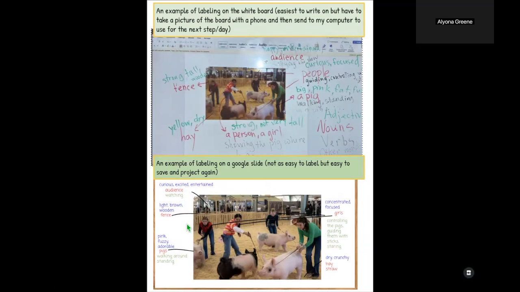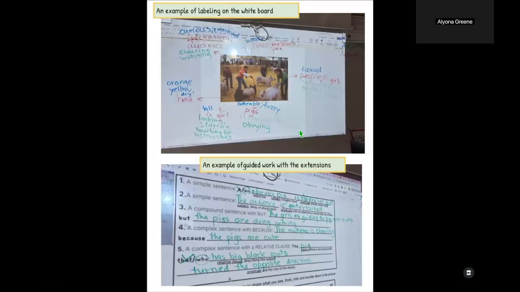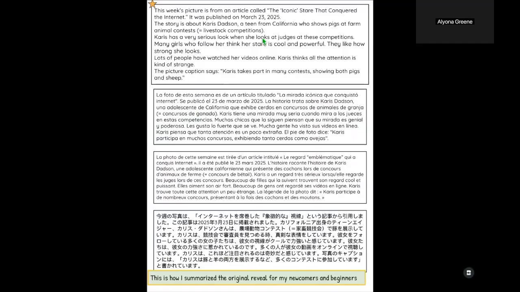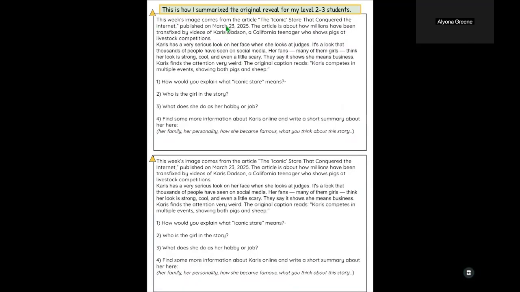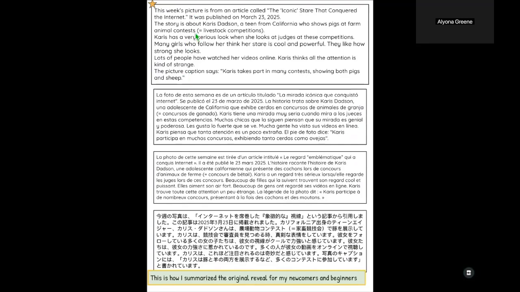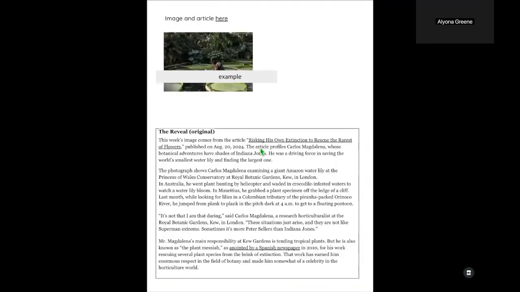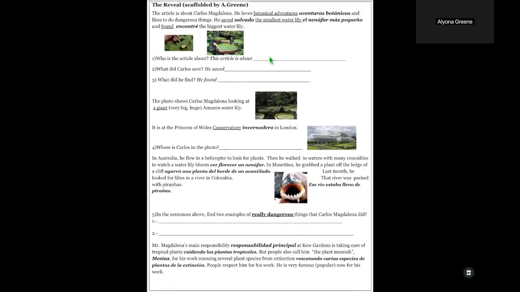The text that came with this picture, which is from the New York Times, What's Going On in This Picture, is obviously longer, so I did bring it down using artificial intelligence for my STAR students, which is the lower level of proficiency, and then kept most of it for my higher proficiency students and gave them questions so they can work on it independently while I'm working with my STAR students. And you will see a similar situation with other pictures from the New York Times website. This is the original reveal and this is my scaffolded one.